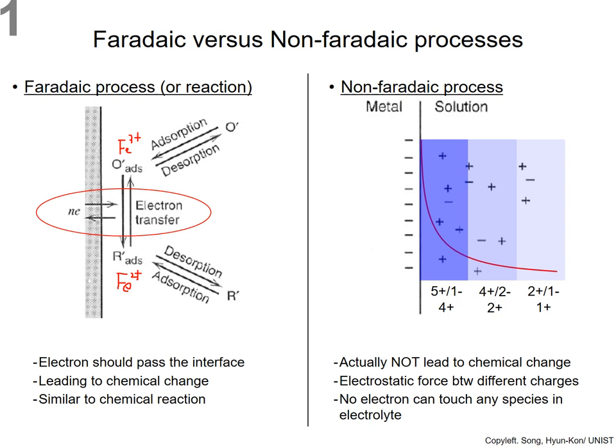So for the reduction, an electron comes from the electrode and goes to the Fe3+ in the electrolyte. So electrons move from electrode to electrolyte. Then finally we get Fe2+. Or for the oxidation, the electron of Fe2+ moves from the electrolyte to the electrode. Then we obtain Fe3+. So in the case of Faradaic processes, electrons should pass the interface. I mean, the process should have the electron jump across the interface between electrolyte and electrode. The reduction and oxidation lead to chemical change, so we can say this is a kind of chemical reaction.